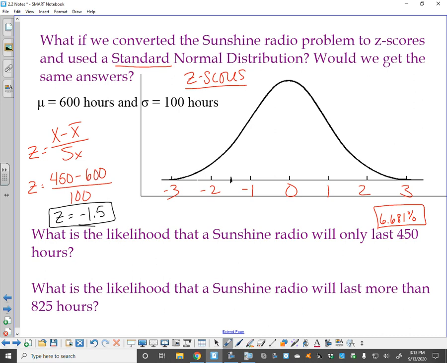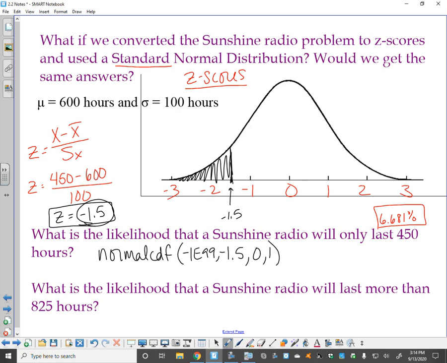Okay, so I need to find the normal CDF. Now remember, we're talking about standard normal distributions here. So, will only last, okay, so less than that. I'm going from negative infinity to my z-score of negative 1.5, because that's what this is right here, with a mean of 0 and a standard deviation of 1. Again, my mean is not 600. My standard deviation is not 100. We are now standardized.